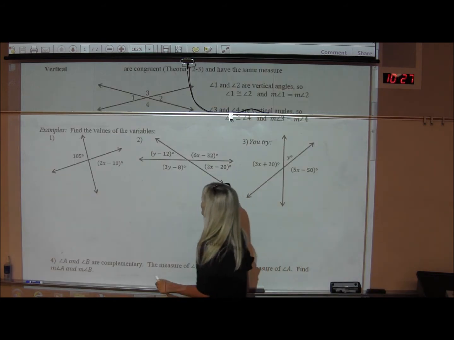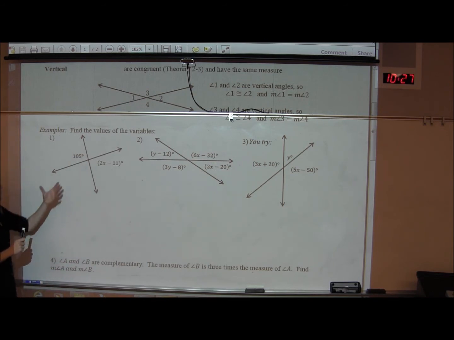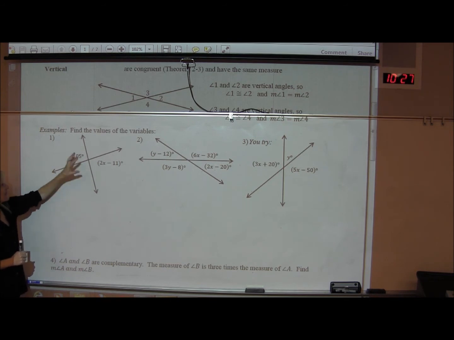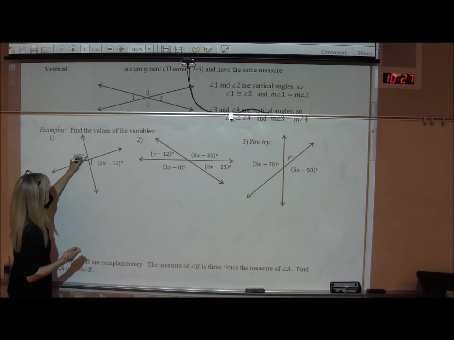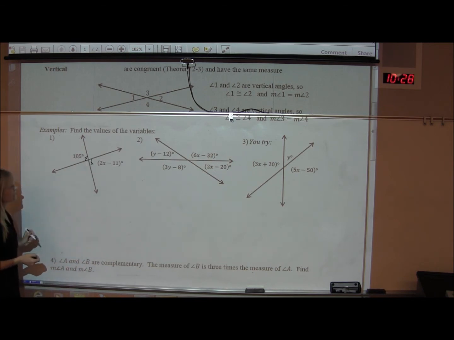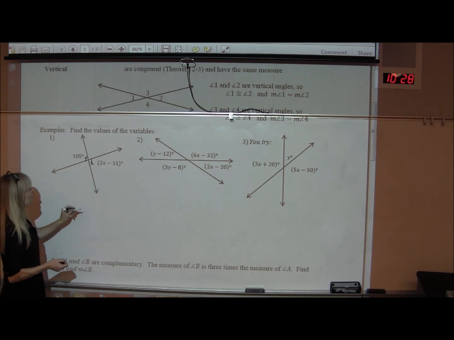Okay, so we're going to find the values of the variables. So what do we know? We're given this information, but how can we use it given the definitions we just learned? We're finding x. Since we know these are vertical angles, these have to have the same measure. I can use my little tick marks. So then we know this equals that. And there's my equation.